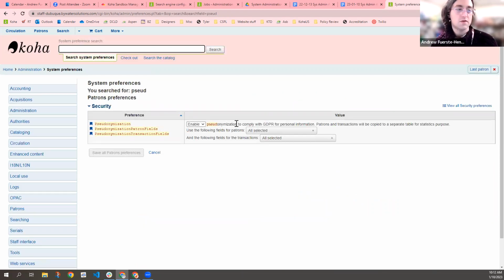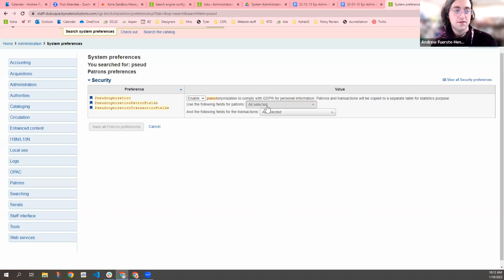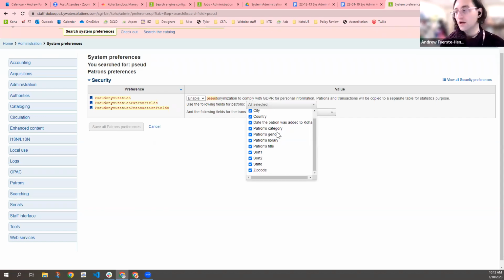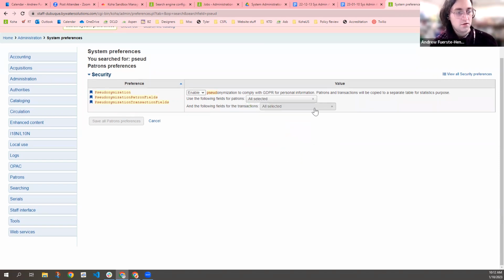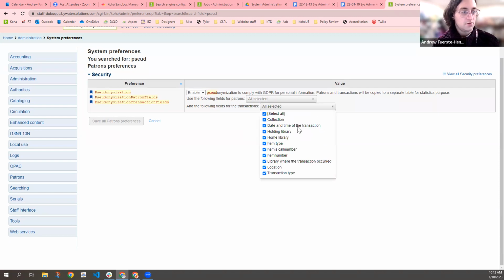If you turn on pseudonymization, you also need to tell it what are the things you want to record about your patrons at every transaction. And I just left those all on. And what are the things you want to record about the transaction at each transaction? Most of these are item stuff.